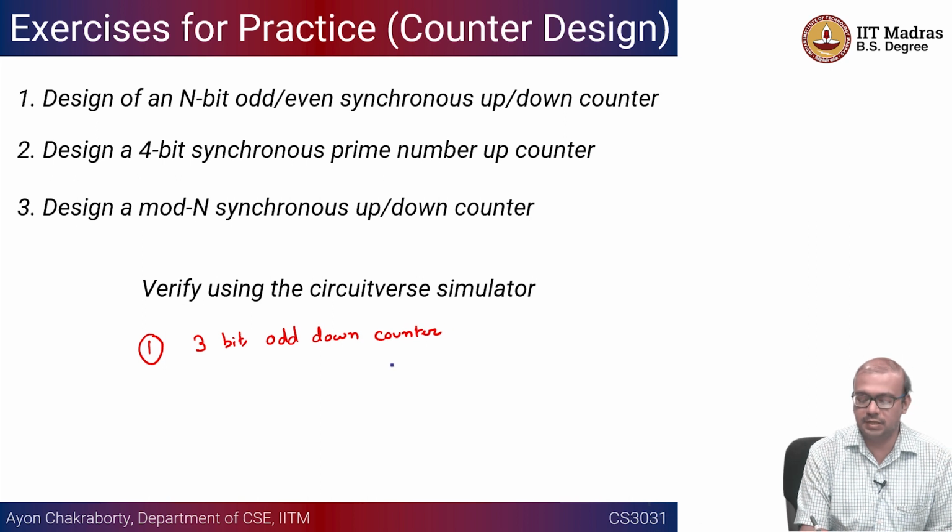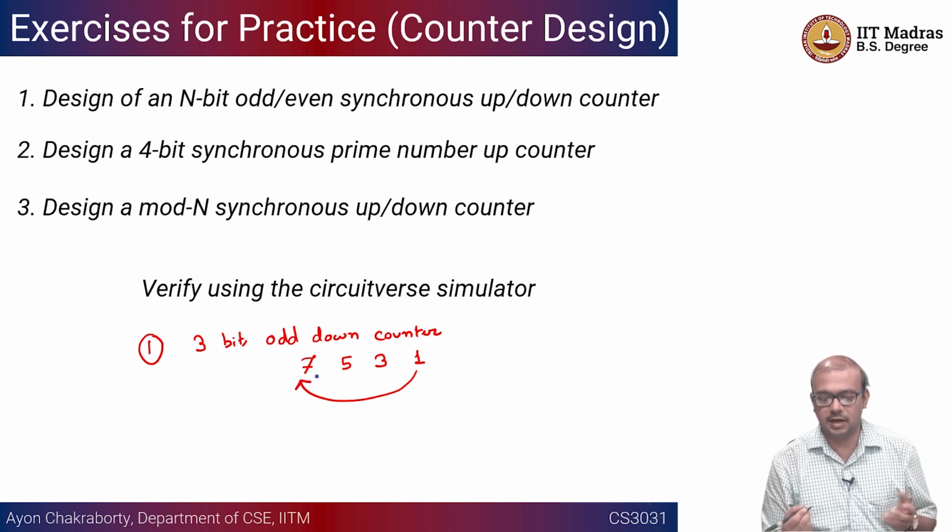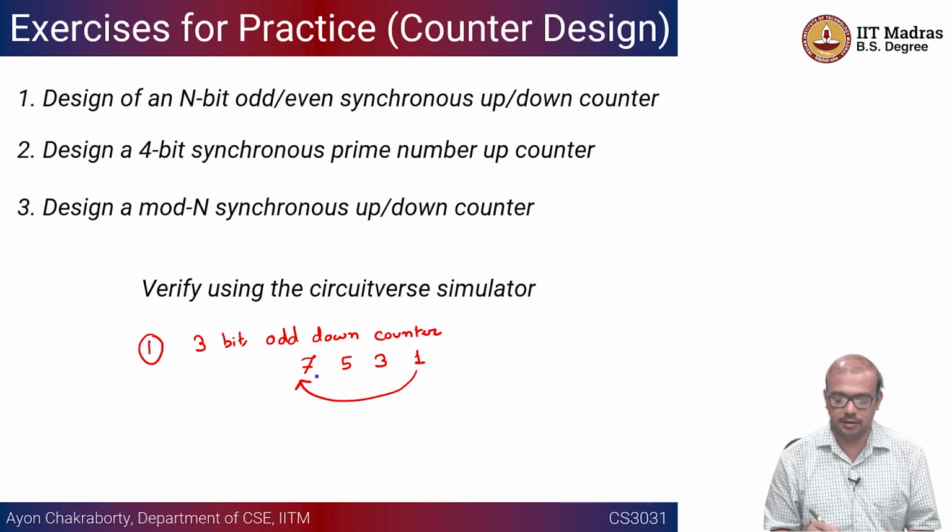What will be the counting sequence? The counting sequence is going to be 7 5 3 1, right, and back, okay. You can think whether you want to do it using 3 flip-flops or 2 flip-flops, let's say. Here the number of unique states is much lesser, but you know the recipe, right.